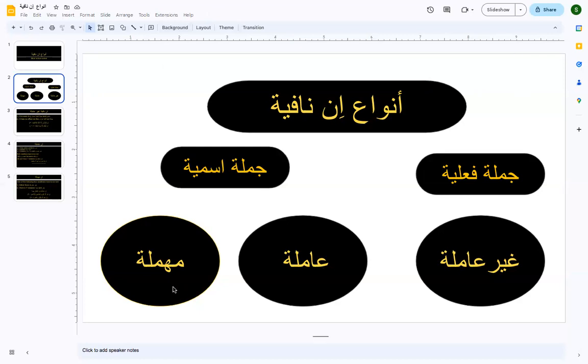Yeah, if it is not bringing any change, muhmila in jumla ismiya. For jumla ismiya, these two are there, okay? Amila, where amal is similar to laysa, and muhmila. In Quran, this is not there. I have not found an example. If you find one, kindly bring it to me.